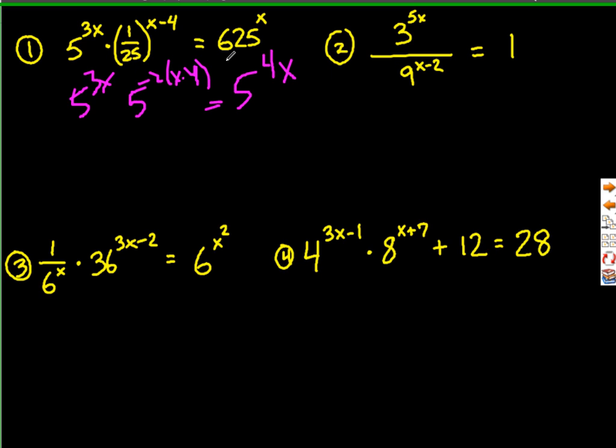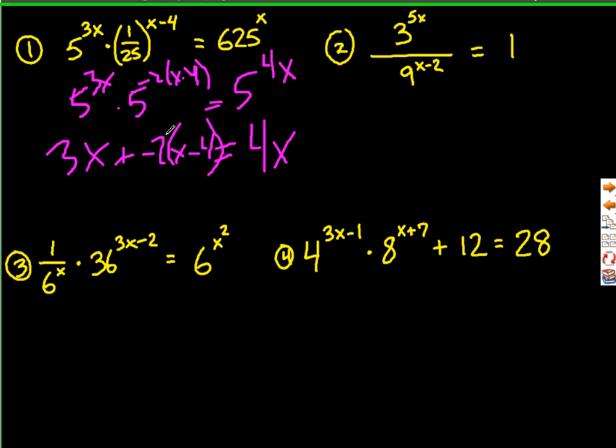Now you have all the common bases, so now you can get rid of the exponent. Remember, on the left-hand side, when you multiply with a common base, you add the exponent. So 3x plus negative 2 times x minus 4, and I'll let you solve the rest on that one.